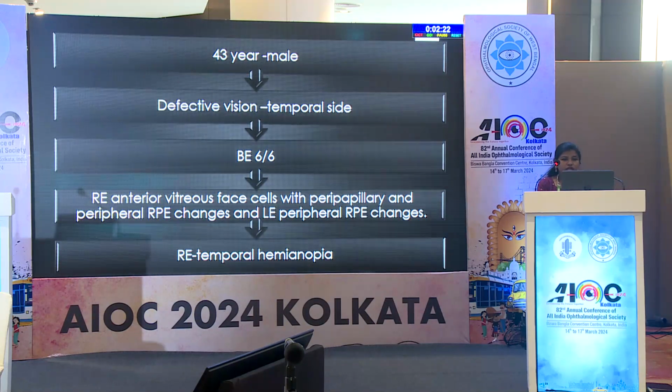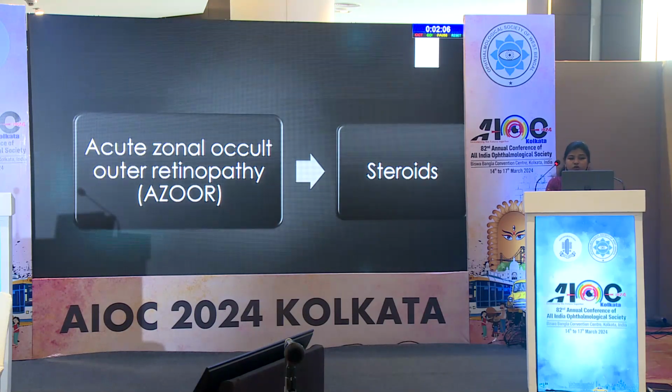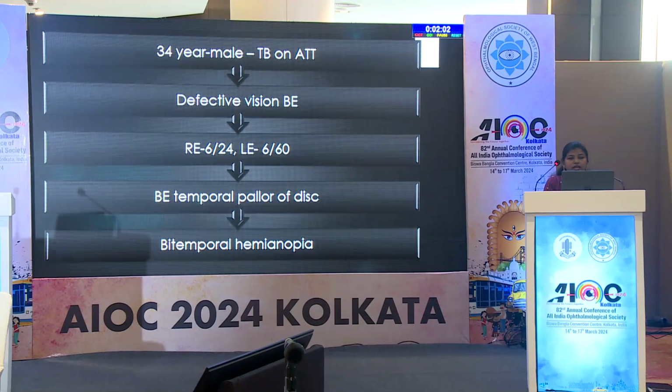The next case is a 43-year-old male who presented with defective vision on the temporal side. Both eye vision is 6/6. The right eye fundus shows anterior vitreous cells with peripapillary and peripheral RP changes, and the left eye shows peripheral RP changes. It was diagnosed as acute zonal occult outer retinopathy and was treated with steroids.